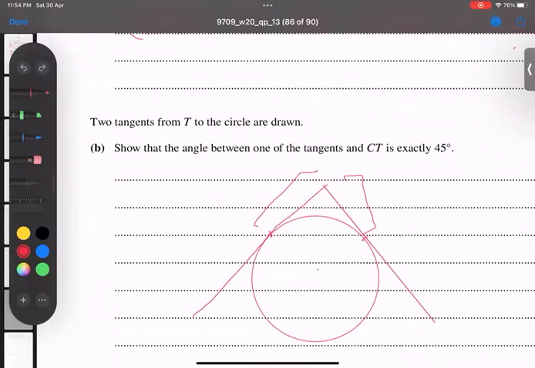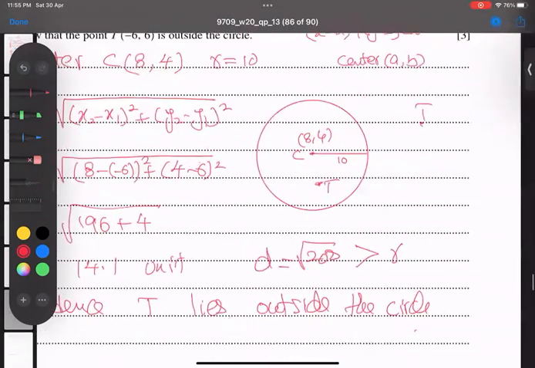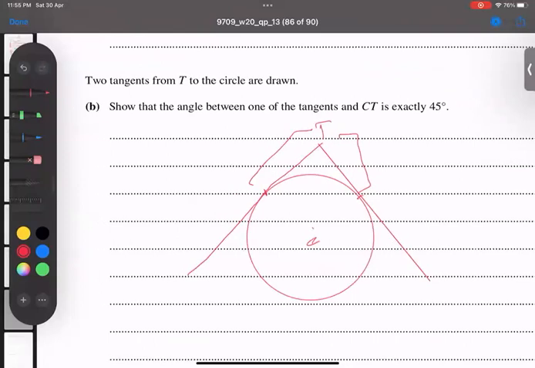Okay, this actually, you know what he said, read a statement. If this is a T and this is a center C, yeah, center C, exactly. Show the angle between one tangent and CT. CT is this line and tangent is this line. It means that this angle theta must be 45. He's saying, show the angle between one of the tangents and the CT is 45. So I have to convince the examiner that this angle is 45.